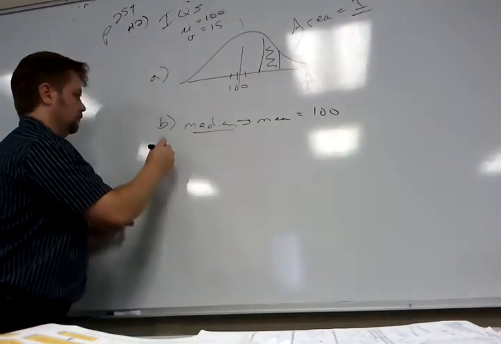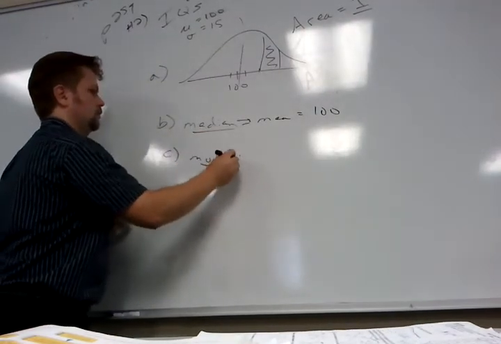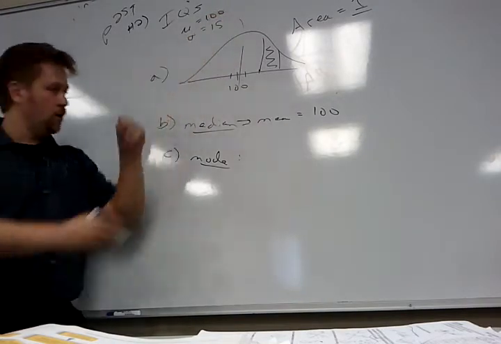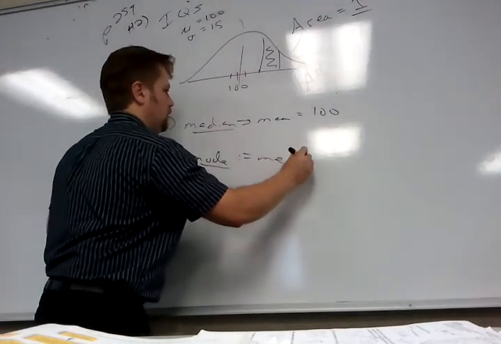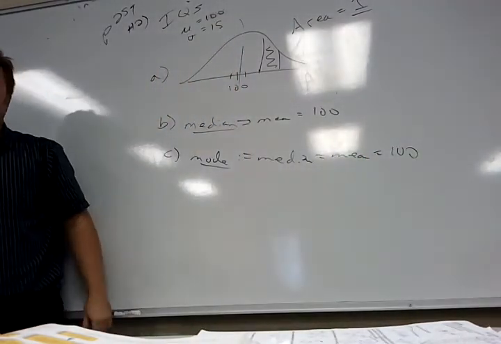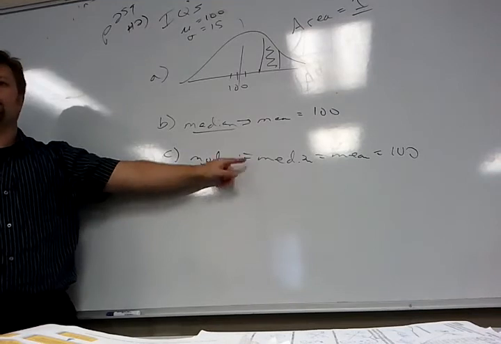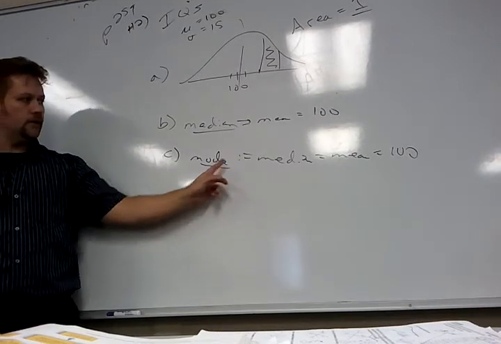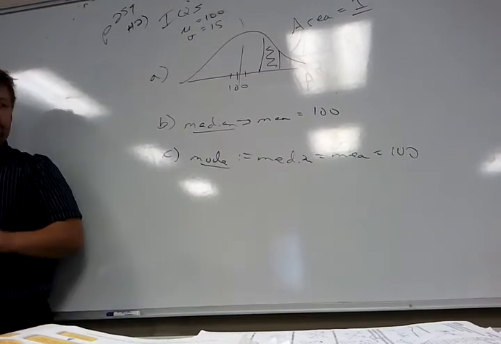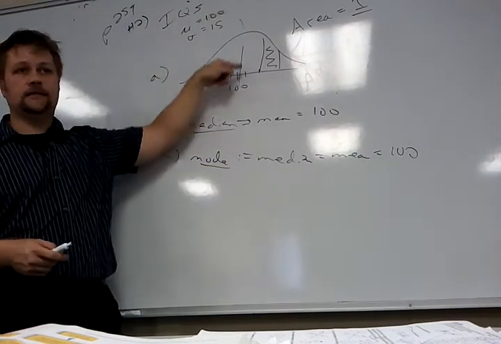What about the mode? What occurs the most? 100, because that's the highest part of it, isn't it? So the mode is the median, is the mean, is 100. The normal distribution is one of the few distributions that actually has this property. These three are the same value, because the mode is where it's the highest, because that's the most.